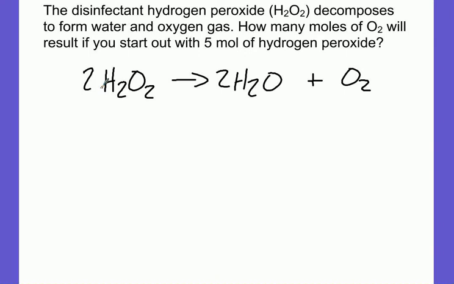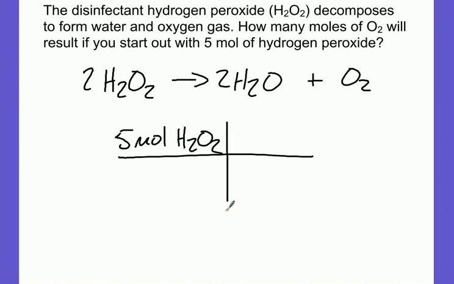The actual problem, though, is asking how many moles of oxygen would result if you started out with 5 moles of that hydrogen peroxide. So like I said before, you're starting out with a certain amount of something. Sometimes I give you grams, sometimes I give you moles, but in this case, it's 5 moles of hydrogen peroxide. And all I want to know is how many moles of oxygen will be produced.